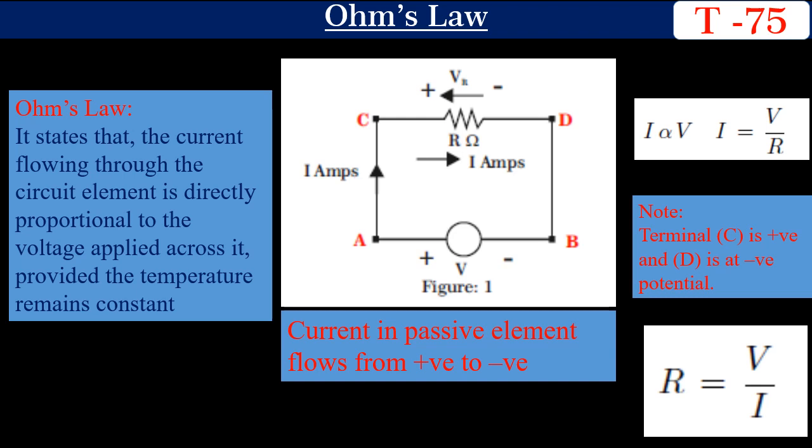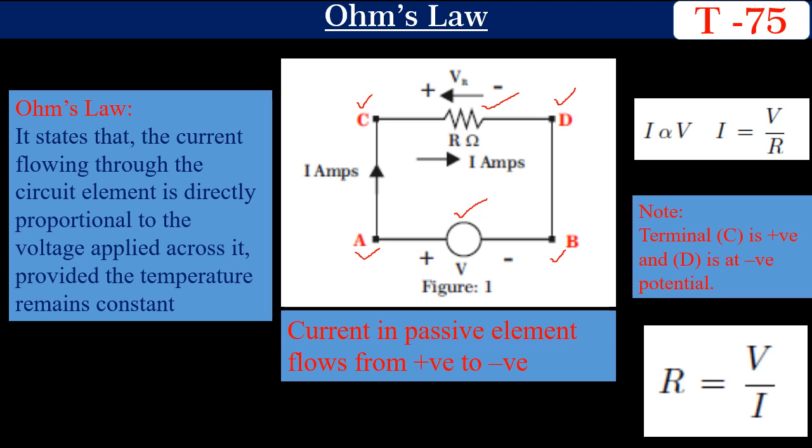Friends, let us study Ohm's law by taking a simple circuit as shown. In this circuit, we have connected a source of V volts across a resistance of R ohm. And we know the polarity of the source of V volts. A is positive, B is negative. It means C is positive, D is negative.